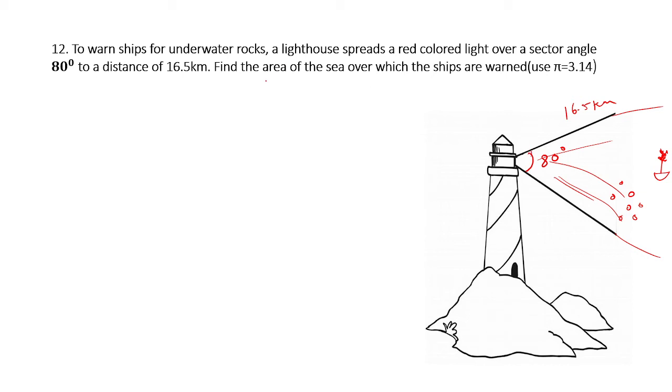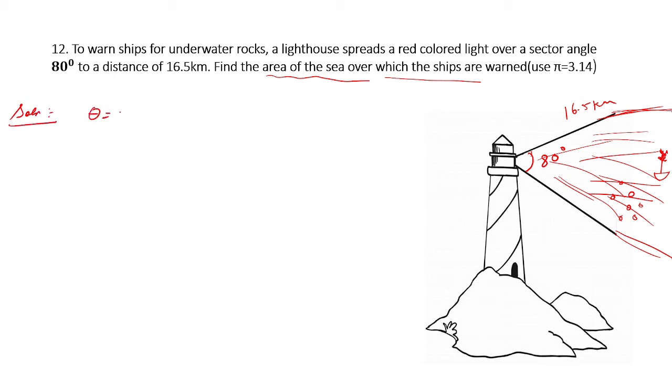So we're asked to find the area over the sea which the ship wants, the area of the sea. So we're asked to find this given area. We're asked to find this area. Alright, we're asked to find this area of this. So this in a way is a sector. Clear? This is a sector. So you can write it as solution. So what do you have for theta? You have theta as 80 degree. What do you have for radius? The radius is also given. It is given as 16.5 kilometer.